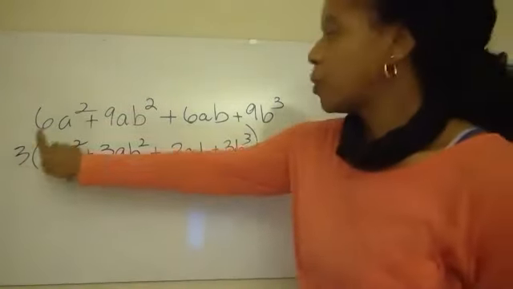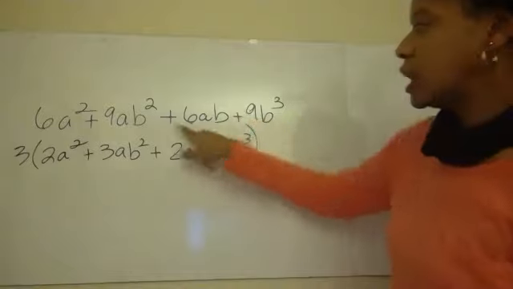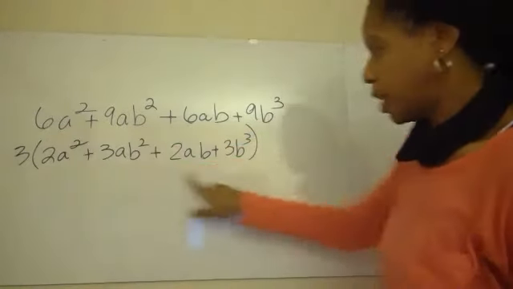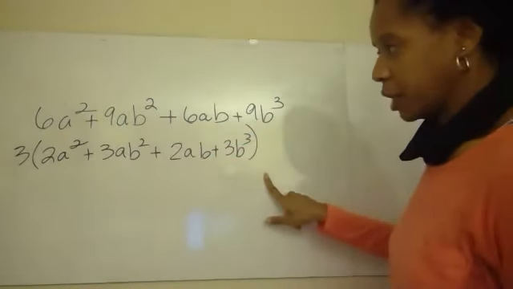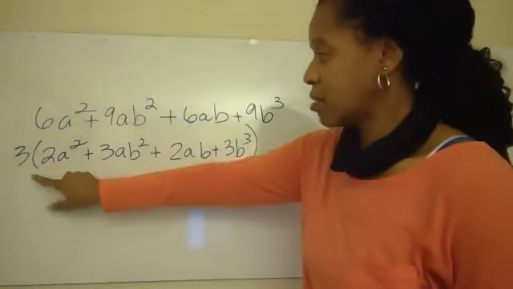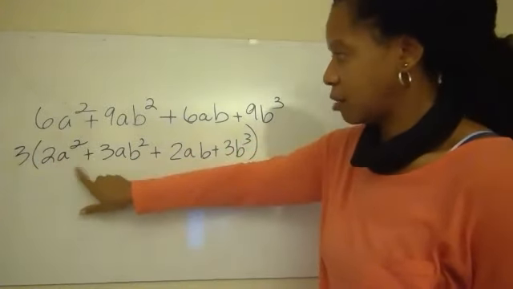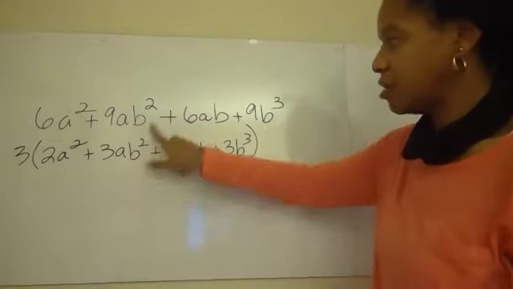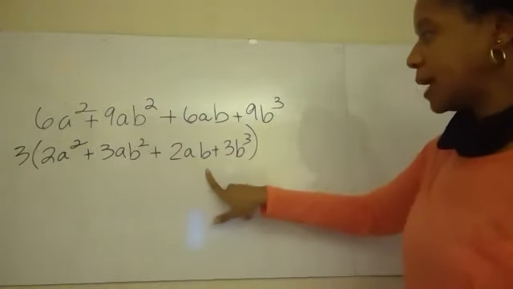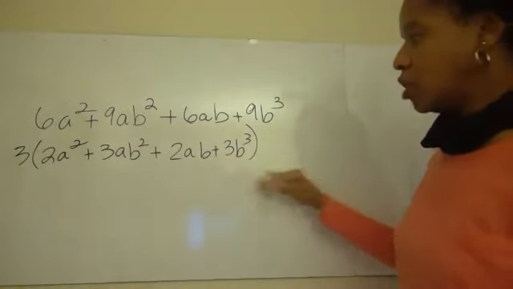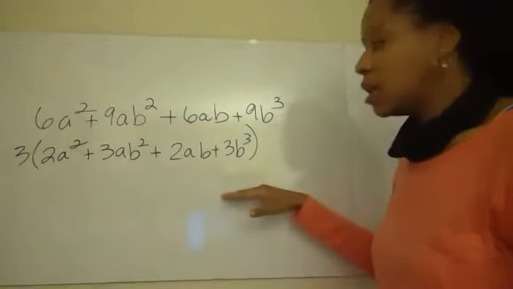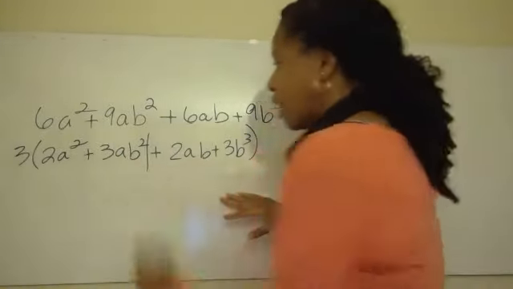So when we pull out a 3, because that's the only thing they all have in common, then we bring everybody down when we divide out the 3. So the 3 sitting outside leaves us with 2a squared plus 3ab squared plus 2ab plus 3b cubed. So now we have to factor the remaining polynomial. So now this is where I split it.